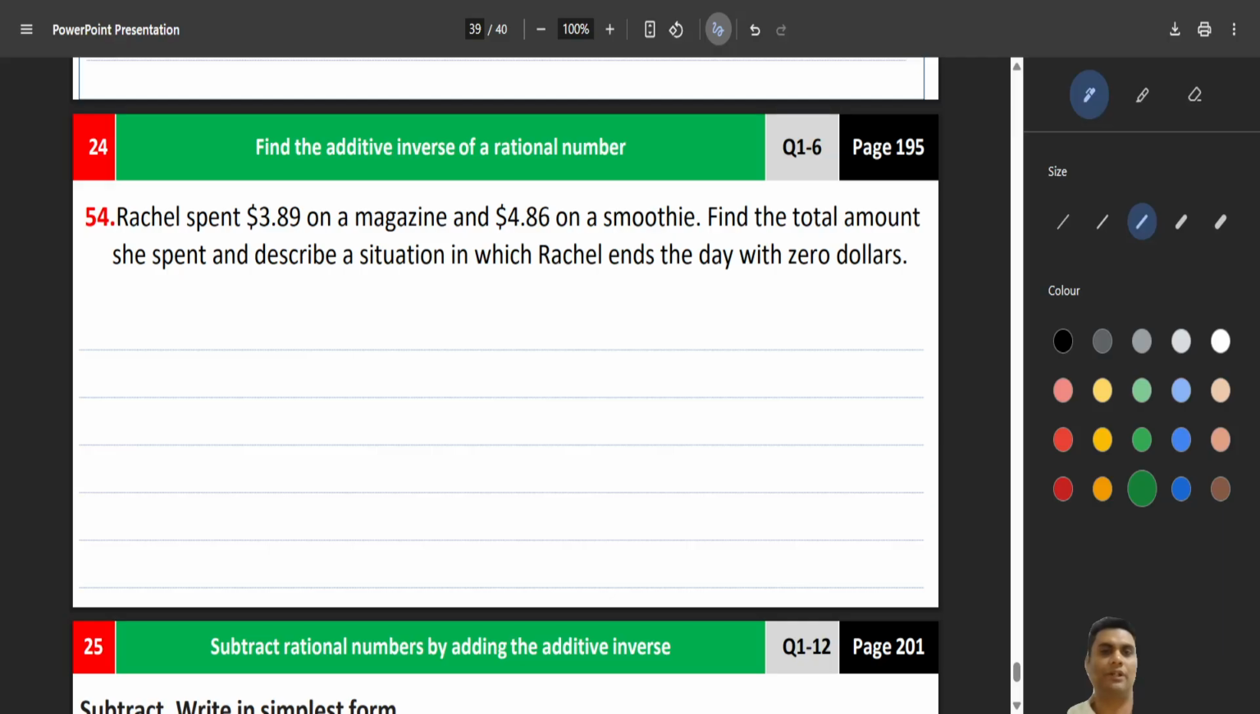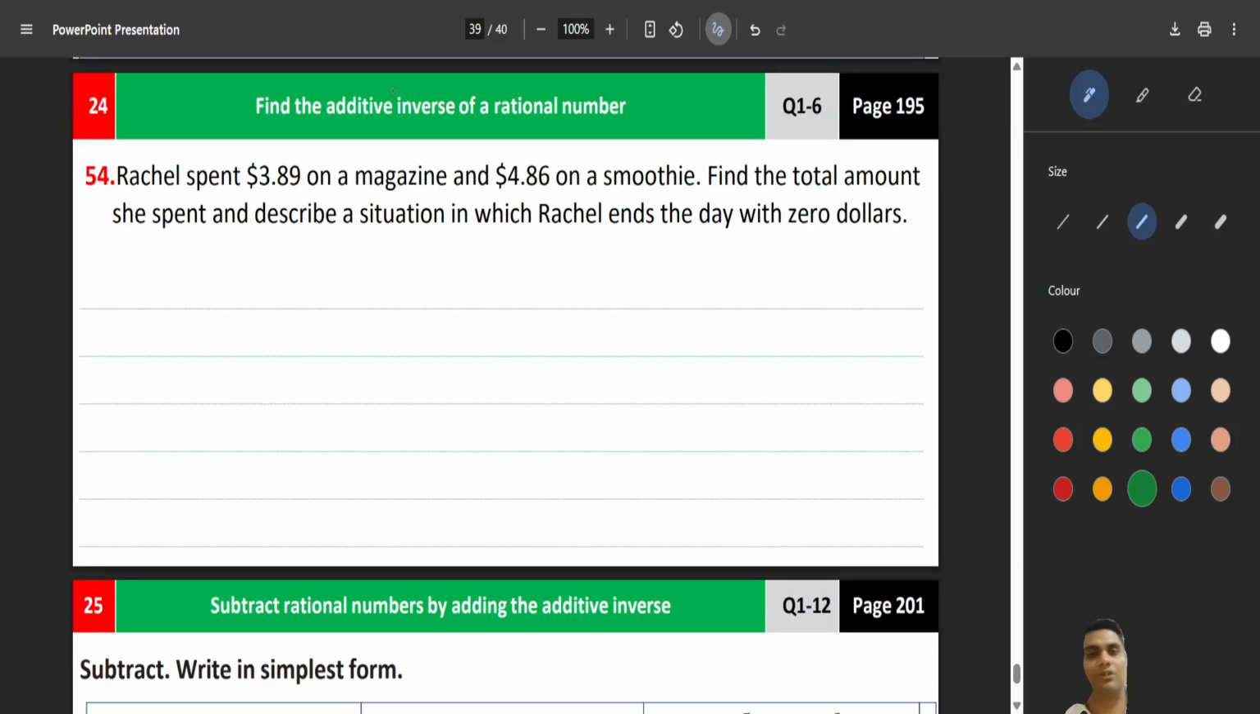Question number 24. Question number 24 is again on additive inverse. Remember additive inverse? If I give you minus 4, what will be the additive inverse? 4. If I give you minus 0.46, the additive inverse will be 0.46. Okay, like this.